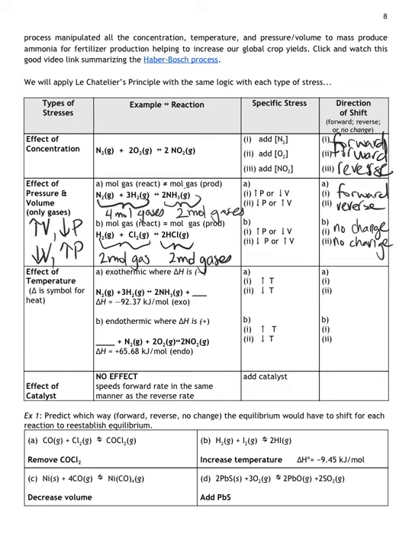Now we look at stresses on temperature. When there's a stress on temperature, you're going to have to know whether the reaction is endothermic or exothermic. So once again, we're going to really stress the use of that triangle, and that triangle is going to represent our heat. So this triangle is the symbol for heat.